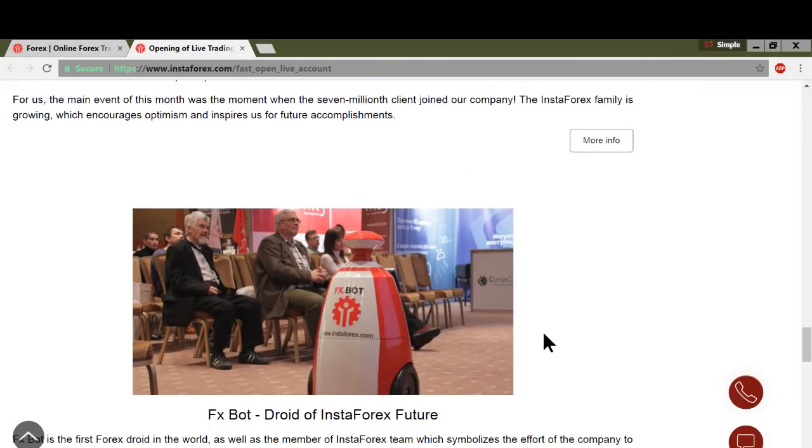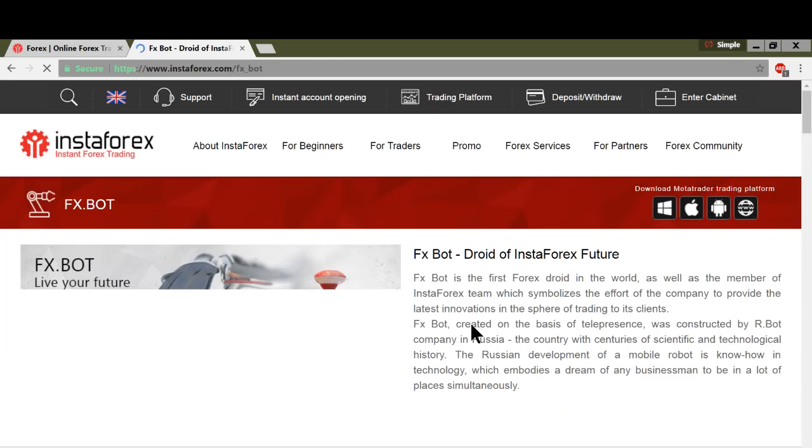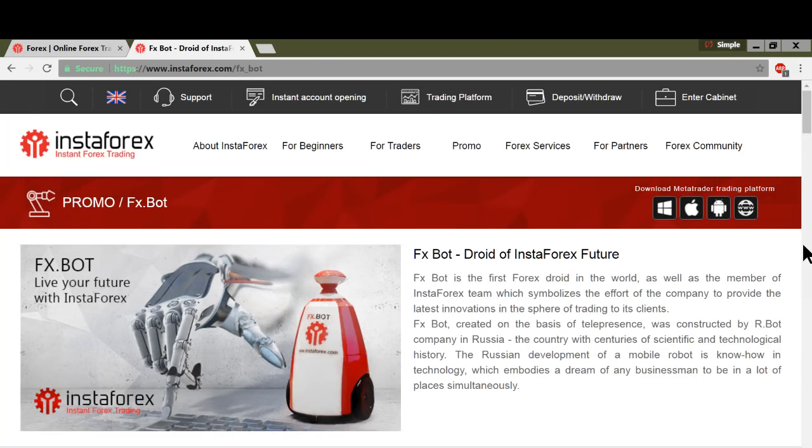All these goobers. Look, here's the FX bot right here. Check that out. I think I'll walk over to your trading terminal and do a trade. Have you thought about building one of these robots? Look, there you go. Droid.